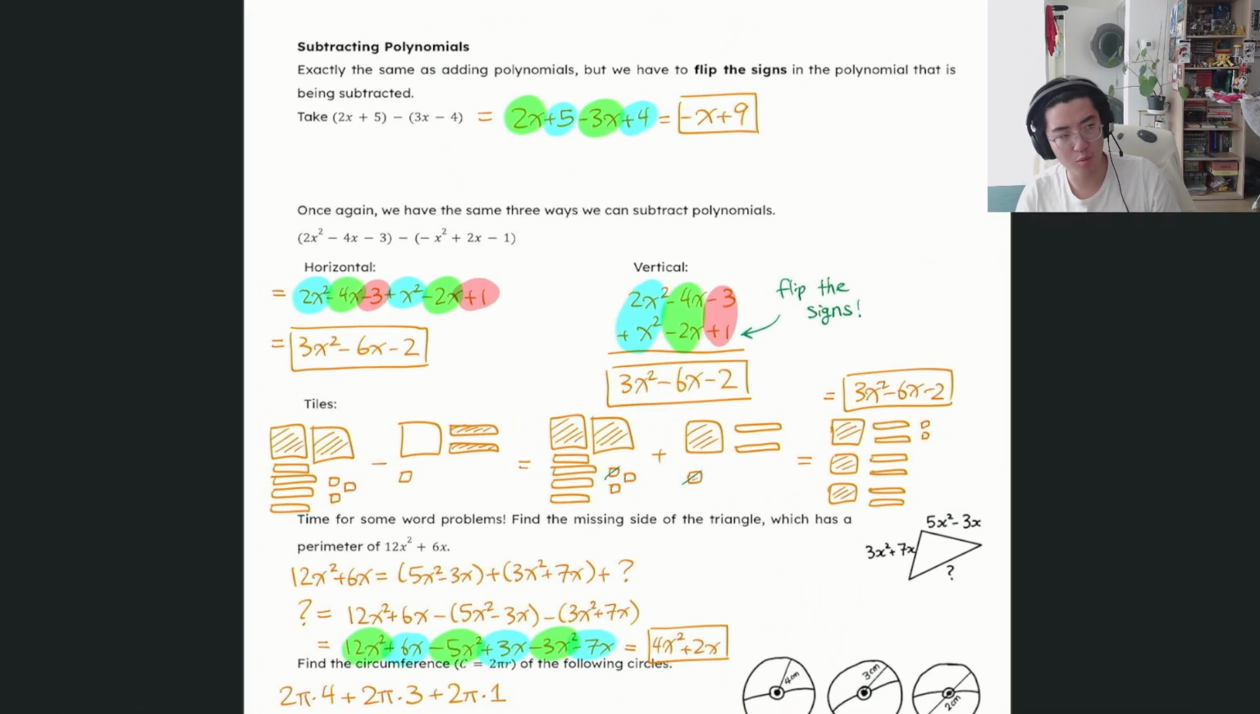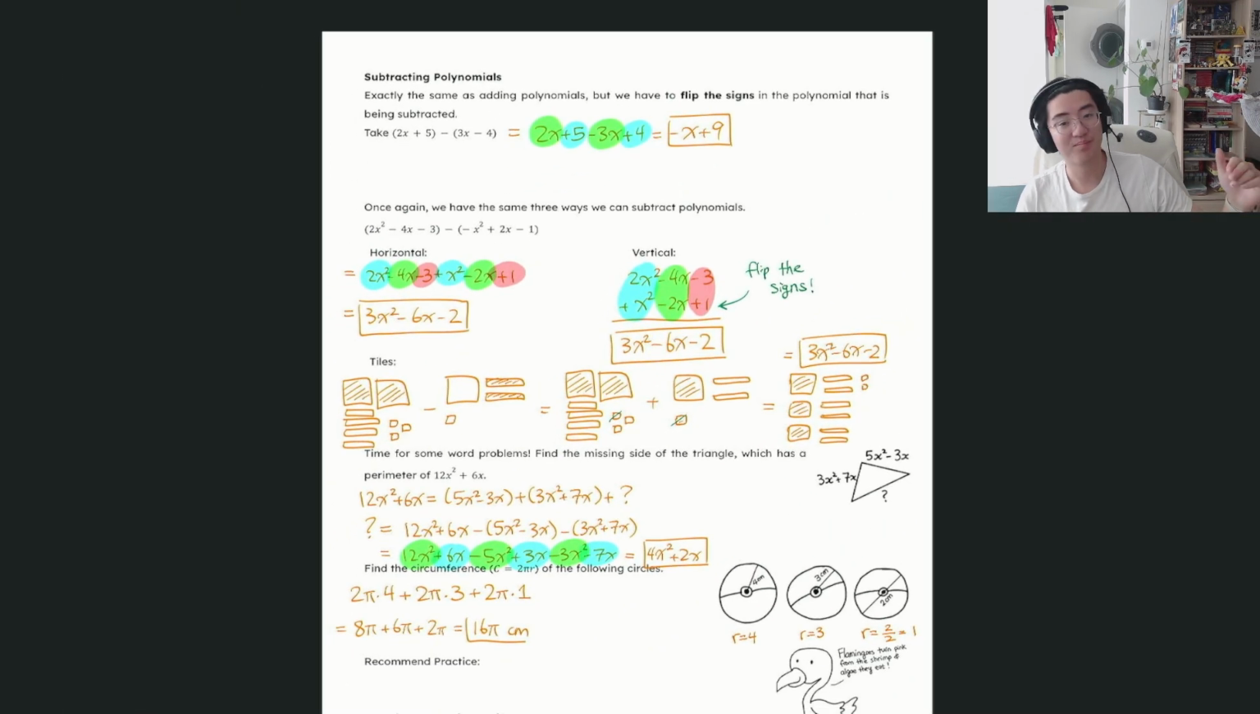Again, we'll explain more why we actually flip the signs next lesson. But with that being said, good luck practicing.